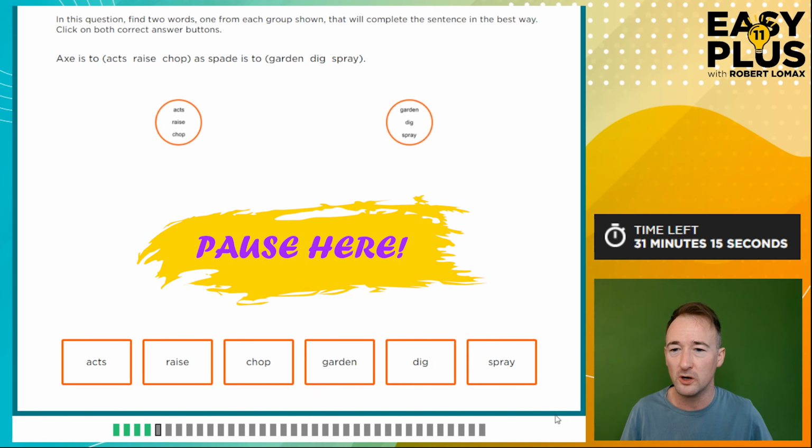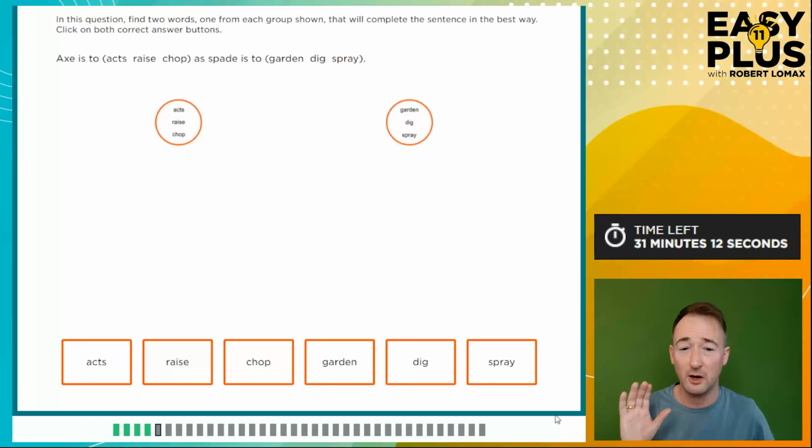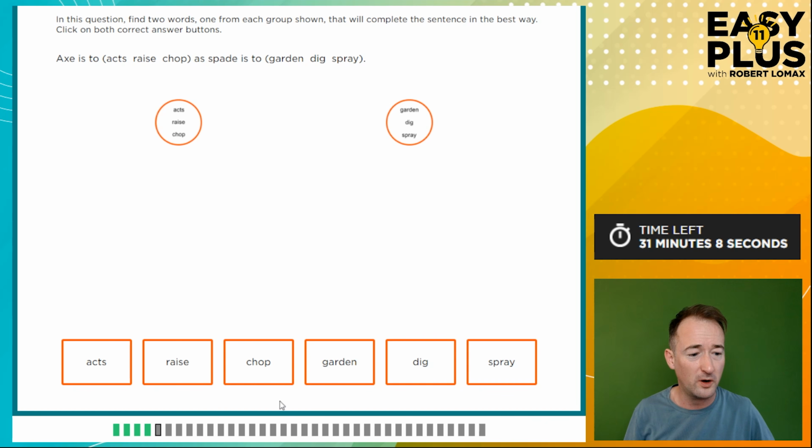Axe is to, whoa, chop. Jumps out at me there. What do you do with an axe? You chop with it. A spade is to dig. So I think that's quite an easy one.